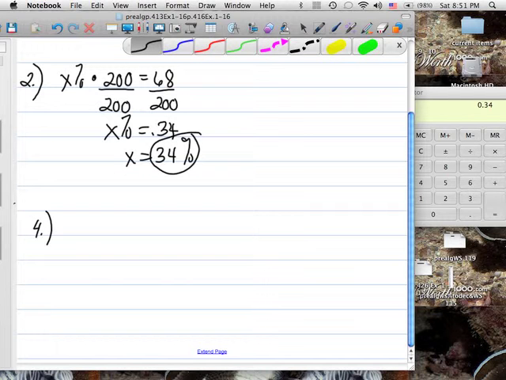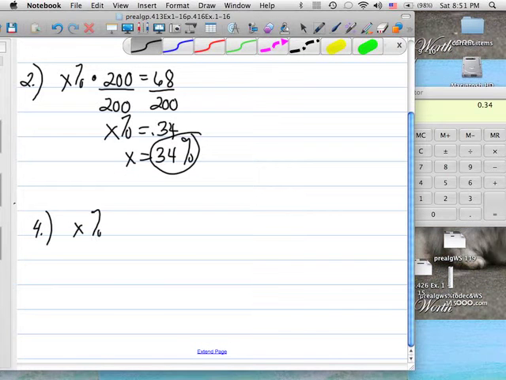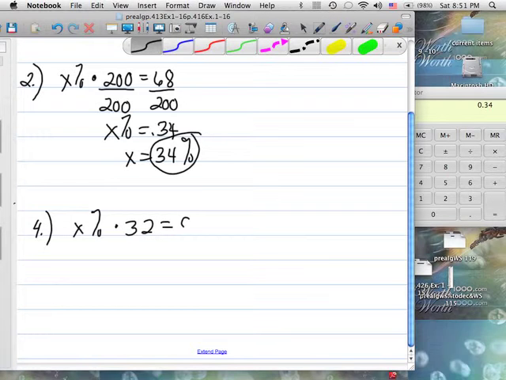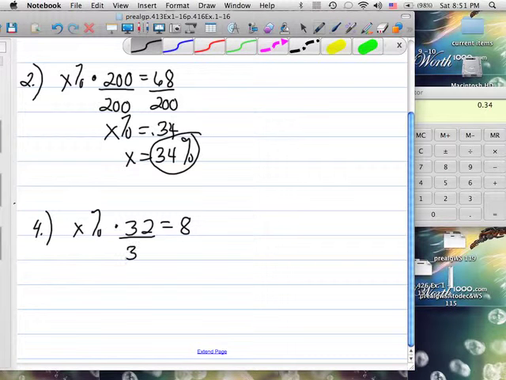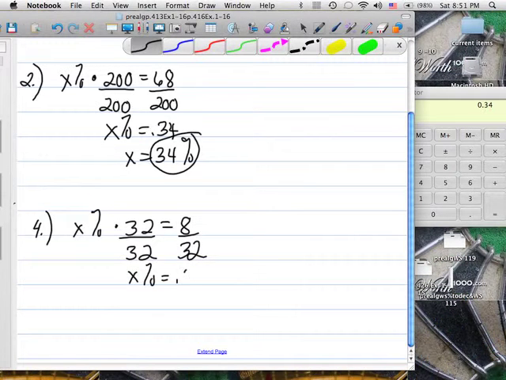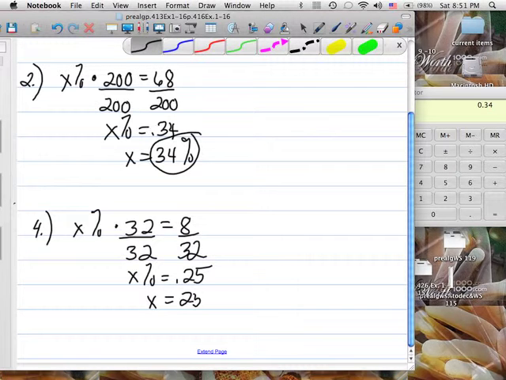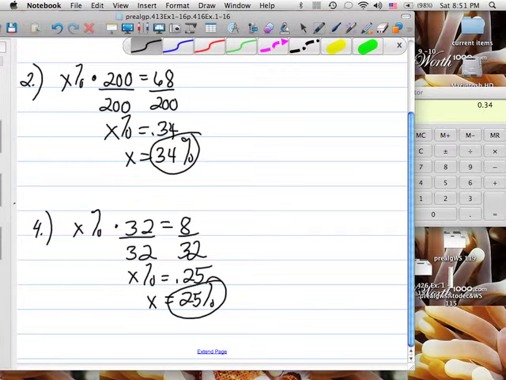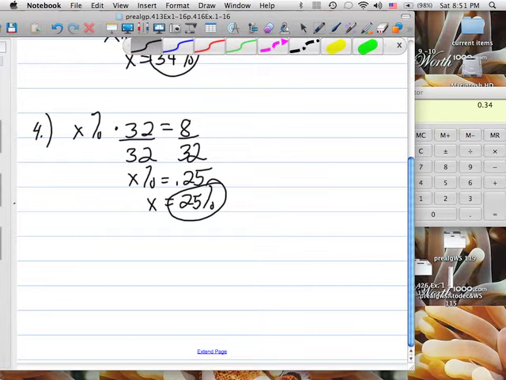Problem number 4, what percent, X percent of 32 equals 8. Divide both sides by 32. And you can see this is 1/4. We know we're going to get the decimal 0.25. So the percent is 25%. So if you recognize your fractions and your decimals, use that so you don't have to use a calculator.